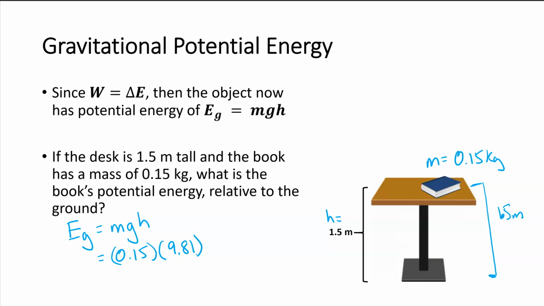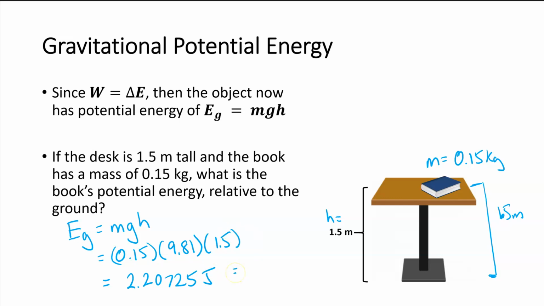And the h, the height, as we said, was 1.5 meters. We multiply all that together, 0.15 times 9.81 times 1.5, and we'll get 2.20725, and that's units of energy. That would be joules.